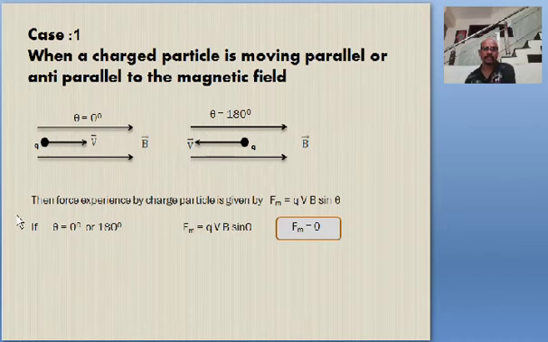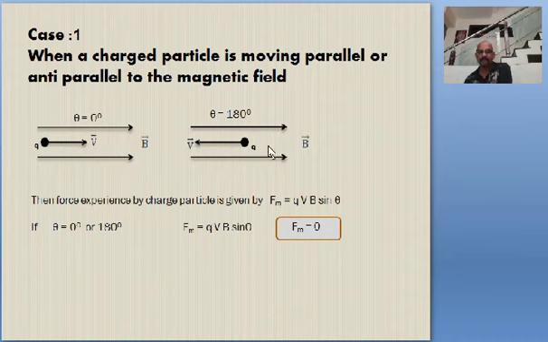Coming to case 1, when a charged particle is moving parallel or anti-parallel to the magnetic field. As you can notice here, this represents the magnetic field B acting along, say, the positive x-axis. And this dot represents a positive charge, moving with a velocity v making an angle theta equal to 0. That means the velocity is parallel to the magnetic field, v and B are in the same direction.